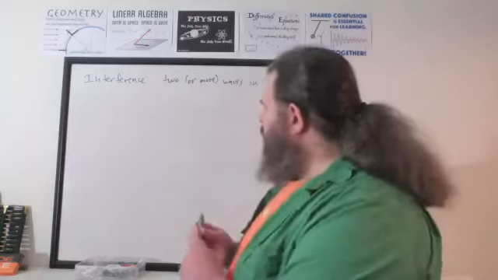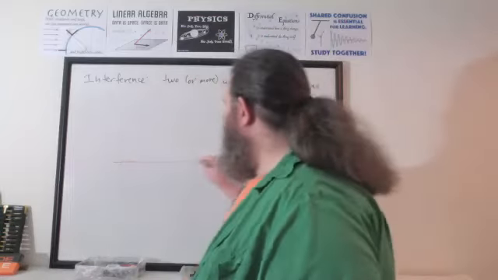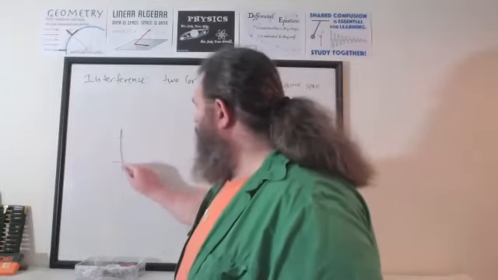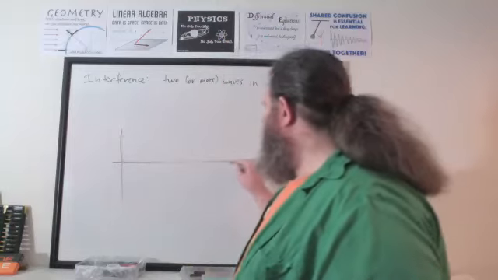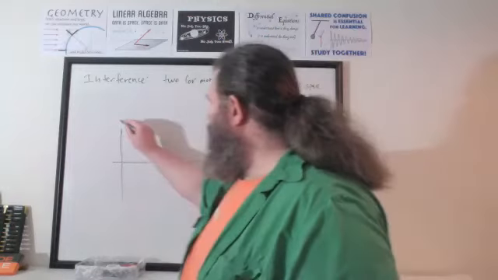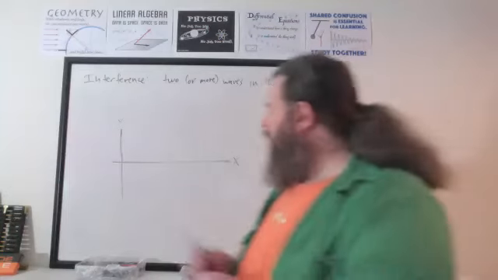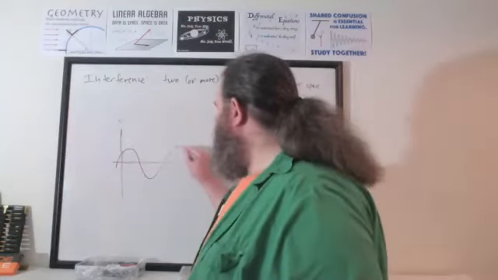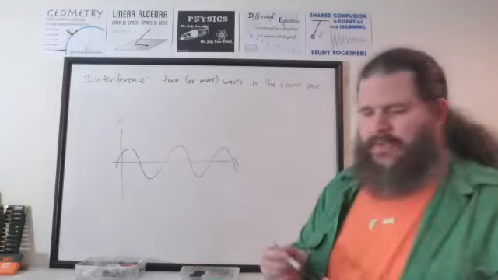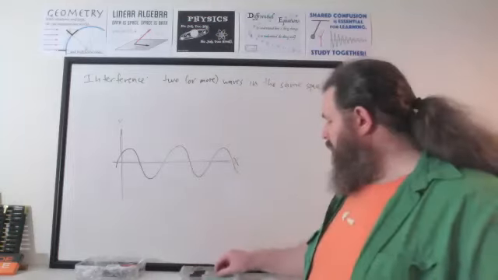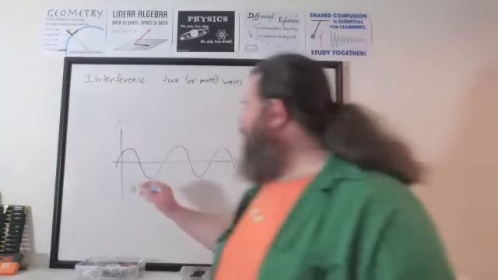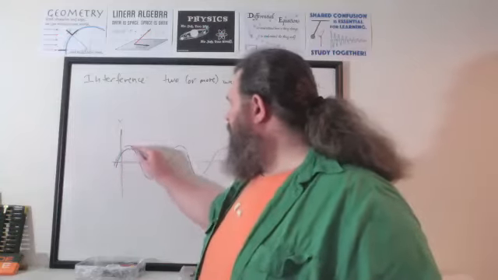And it might help to look at this visually in terms of the graphs. Let's say we have a graph of position versus displacement. And you've got one wave that looks like this at a certain instant in time. And then let's say you've got another wave that looks like this.